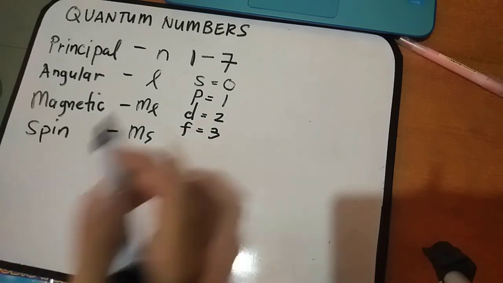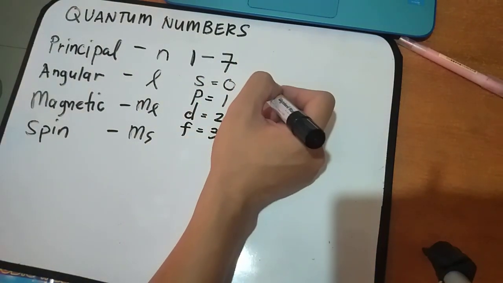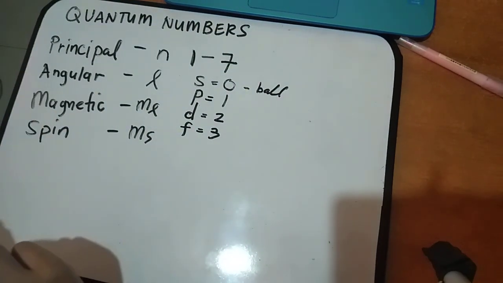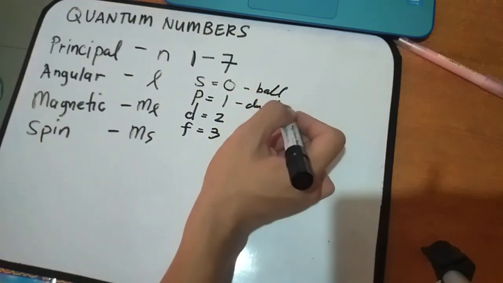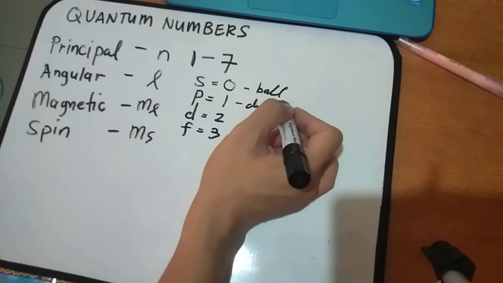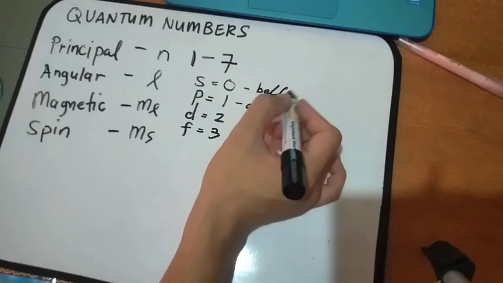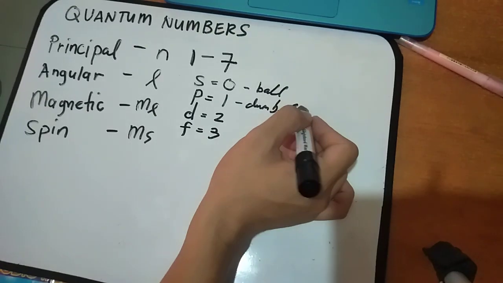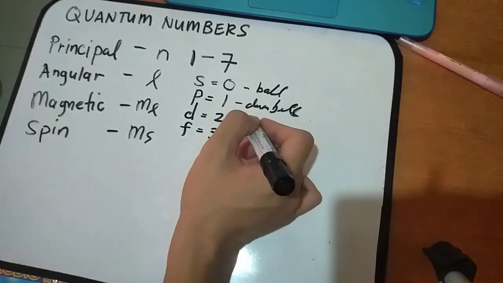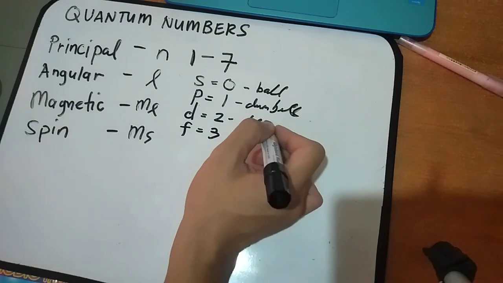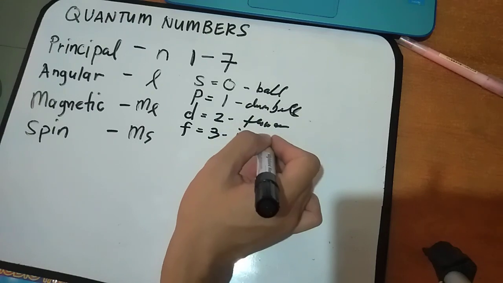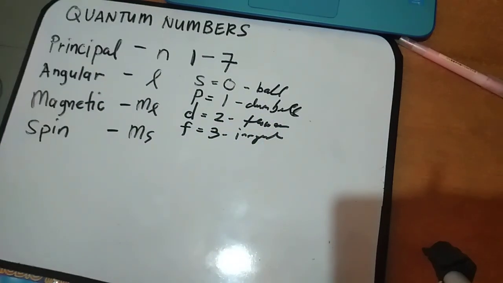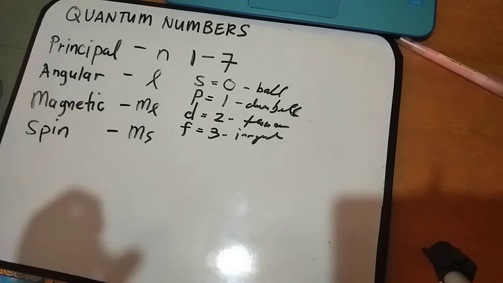So ano ba ang shape ng S? Usually this is ball-like. Kapag P, dumbbell. Kapag D, it is more of a flower. And then kapag F, irregular yung shape. So you could refer to the PowerPoint that I have given you kung ano yung itsura niya.